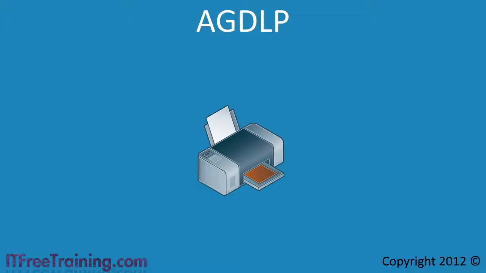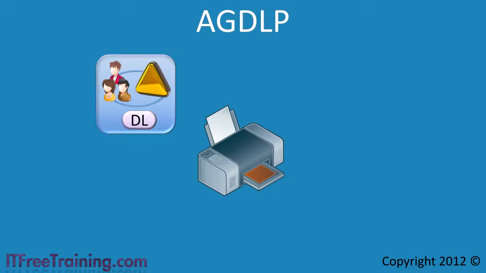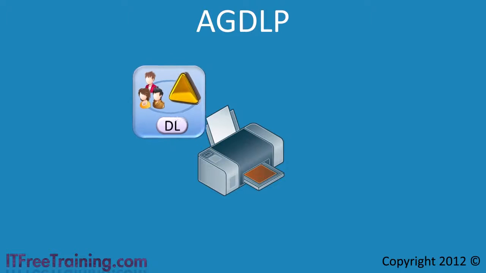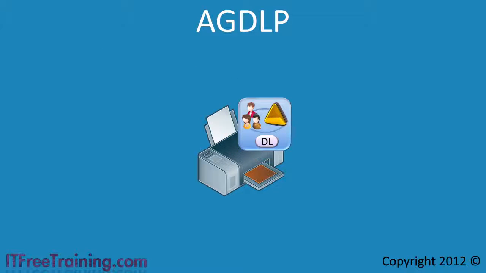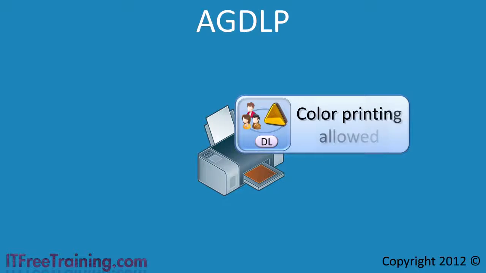First, you have a resource. In this case, let's say a color printer. You want to control who can use the color printer since color printing is expensive and you want to limit its use. Following this group strategy, you could create a domain local group and apply it to the printer. Remember that domain local groups are only available in the domain that they are created in. In this strategy, the domain local group is used to provide access to the resource. In this case, I will call the group Color Printing Allowed.